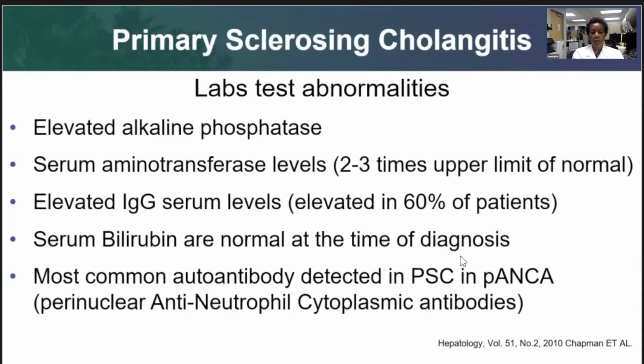Now, there are some autoantibodies that can be detected in PSC, and the one that you would see is the p-ANCA. That's the perinuclear anti-neutrophilic cytoplasmic antibodies. Mouthful. So you can also see that elevated in probably 85% of the patients, but it's not specific, obviously, to PSC.